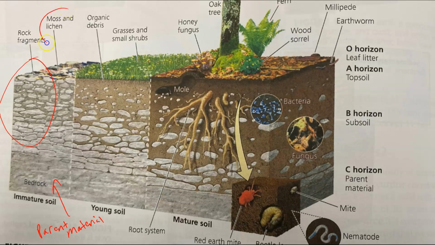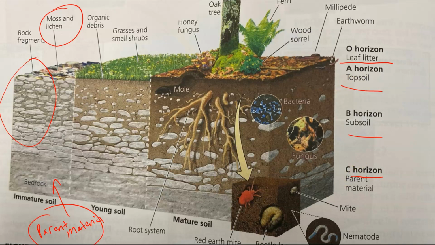Moss and lichen actually help that process along. Over time, the mineral particles that come from that parent material have other parts added to them, like organic material, organic debris as things grow. Then we end up with a layer of topsoil with these various soil horizons that we'll get to a little bit later in this lecture.